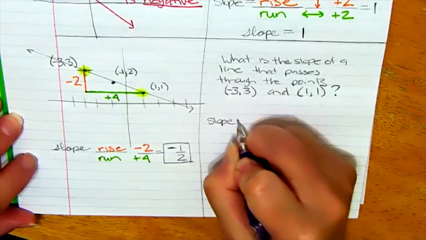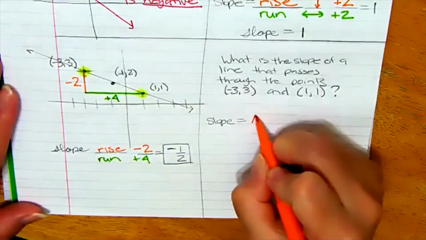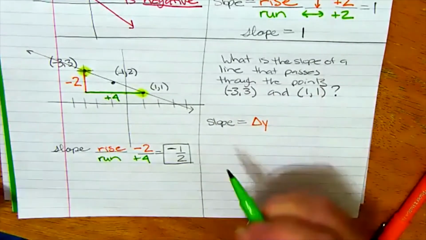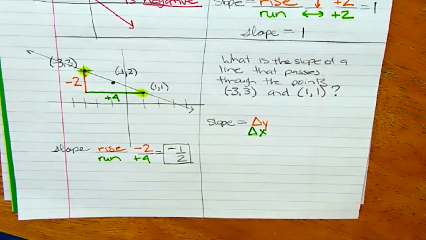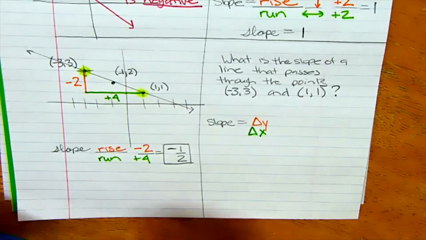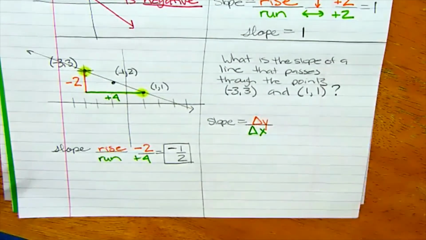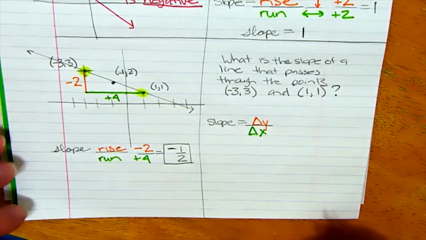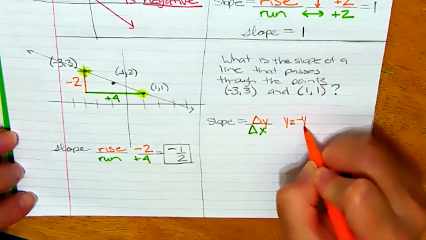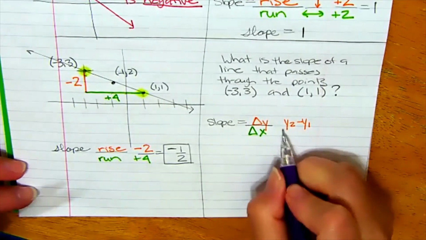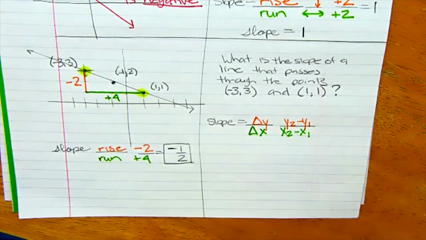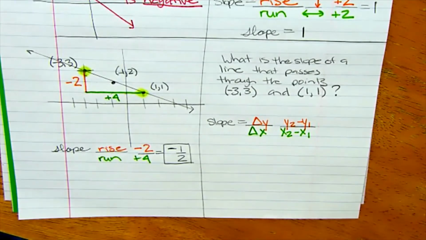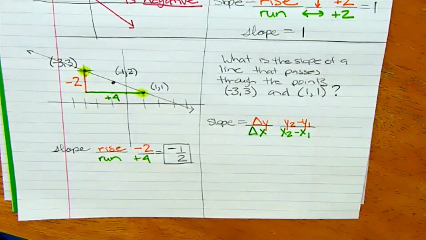We can say slope is equal to the change in y over the change in x. Huh? What does that mean? Change in y over change in x? Well, it means y2 minus y1 over x2 minus x1. And you're looking at that and you're thinking, okay, that's dandy. But what does that mean?